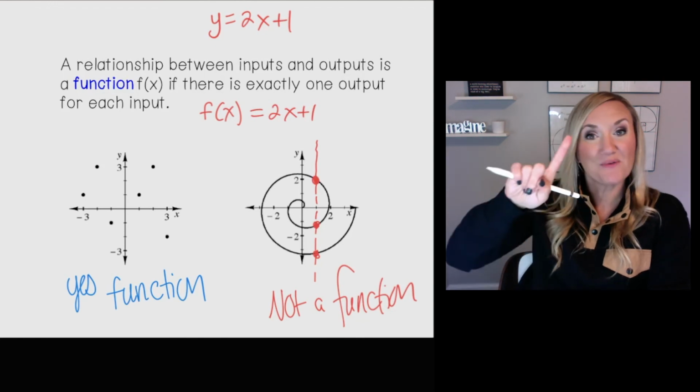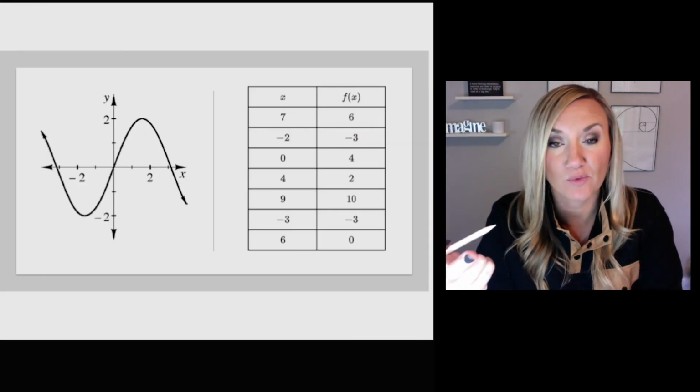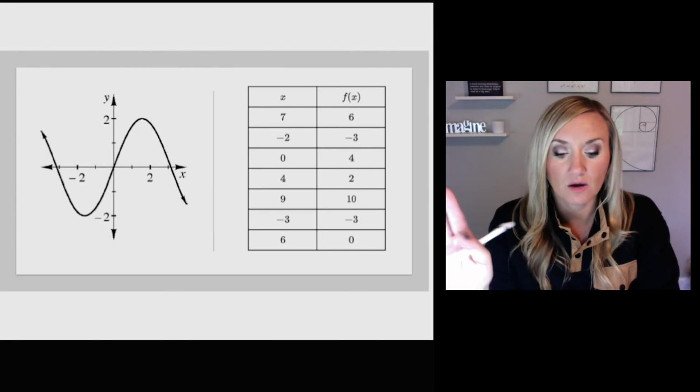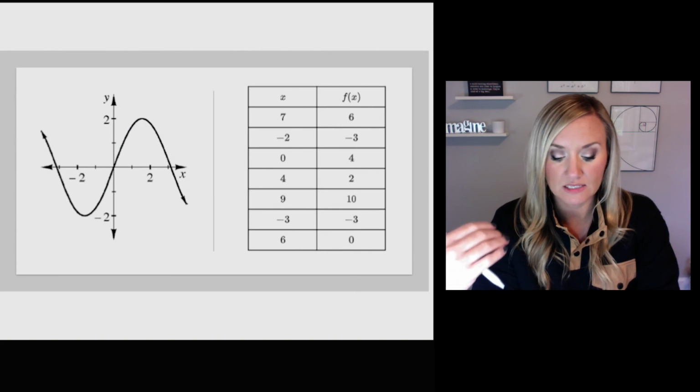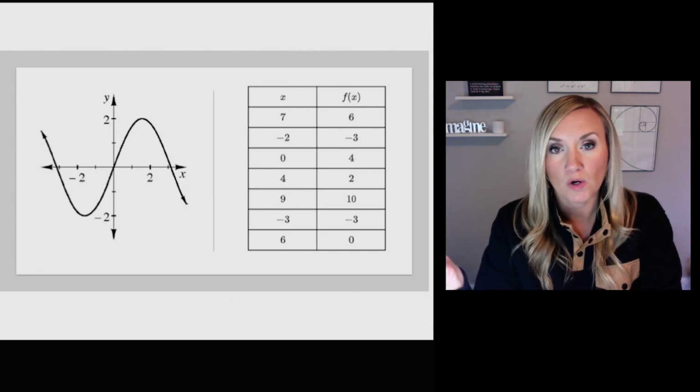All right, let's do one more. And let's look at both table and graph, which is what we did today. So table and graph, I want you to pause this video. I want you to look at both of these and I want you to decide function or not a function.